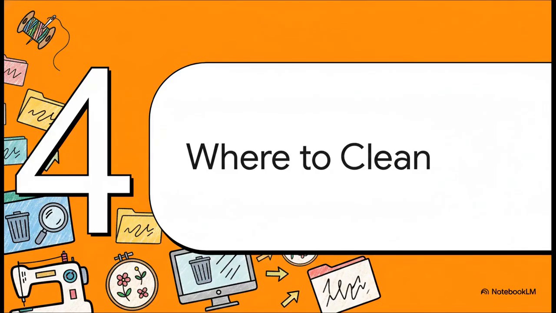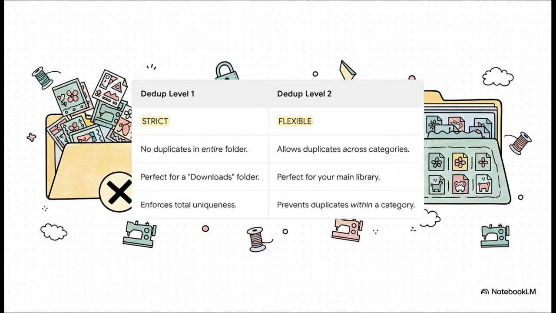Okay, so that's the what. The second critical setting we need to talk about is the where. This controls how strictly the software enforces uniqueness across your folders, and trust me, getting this right is key. This slide breaks it down perfectly. Think of Dedupe Level 1 as strict mode. It's perfect for your Downloads folder. You just point it to that folder and it makes sure there are 0 duplicates anywhere inside it, period.